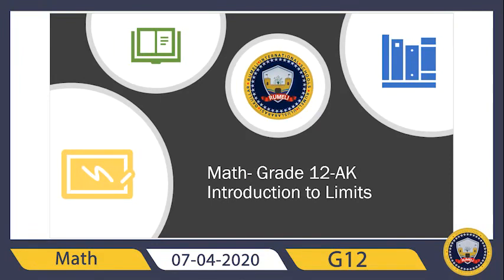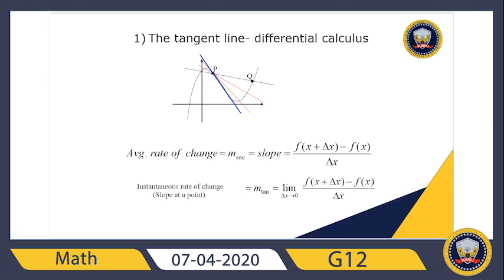Hello everyone, today we will continue our talk speaking about limits and their properties. As we said in the last class, we can define the average rate of change, which is the slope of the secant line. For example, in this case we have the line PQ.